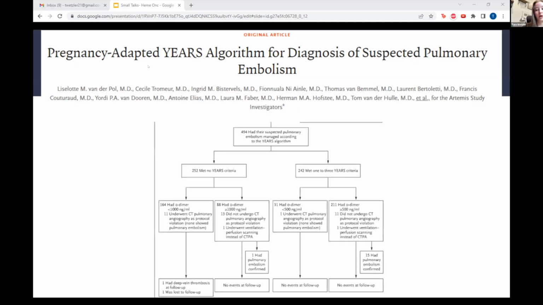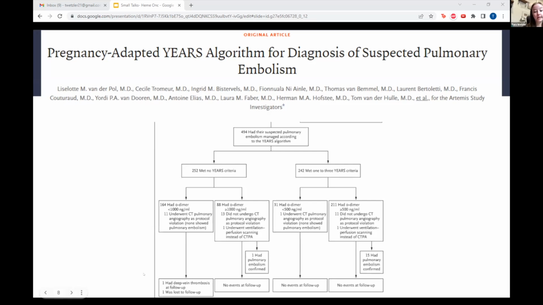So they started off with 494 patients that had a suspected PE and were managed according to the YEARS algorithm. They divided them into a subgroup that met no YEARS criteria and one that met 1 to 3 YEARS criteria, and then were managed appropriately according to the YEARS algorithm. They underwent D-dimers and then underwent imaging as necessary. But as you can see by this flow chart, there were quite a few protocol violations in almost every subgroup.